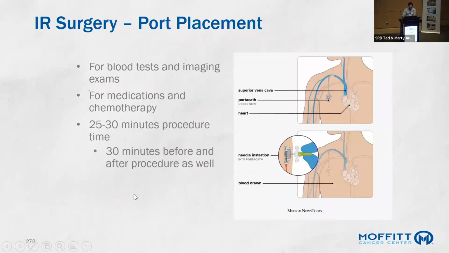What are some common types of IR surgeries that you'll encounter as a gastric cancer patient? Well, the most common probably is something called a port placement. A port is something that accesses the central veins so that you can receive medications, you can have blood draws, you can receive contrast for imaging scans. But the point is, it's an easy way to access the blood. And one of the main reasons you want to access the blood is for chemotherapy.